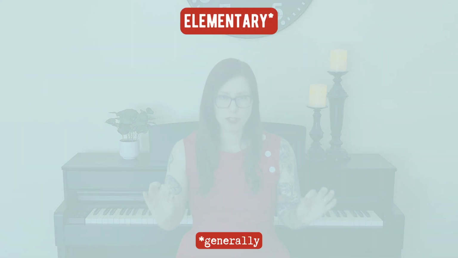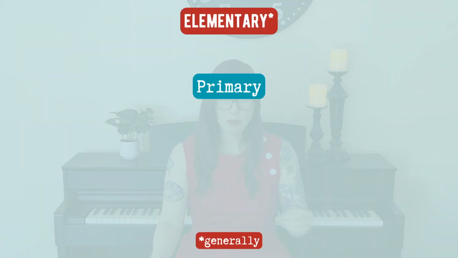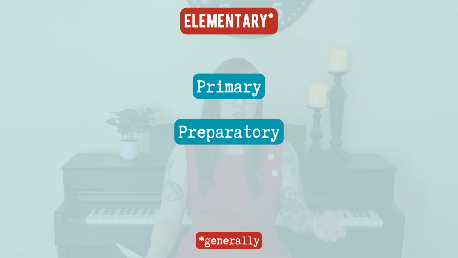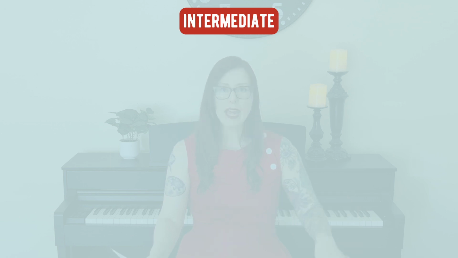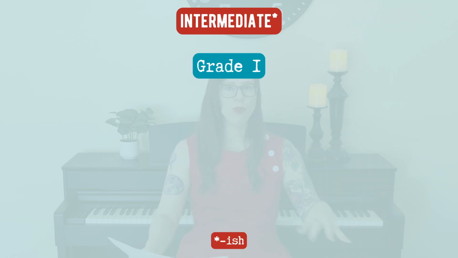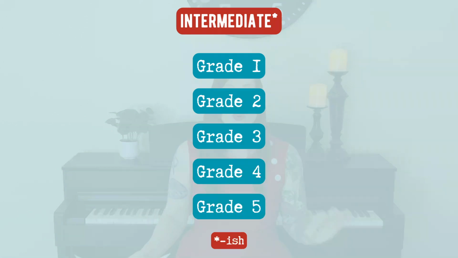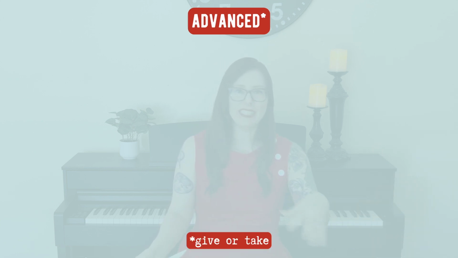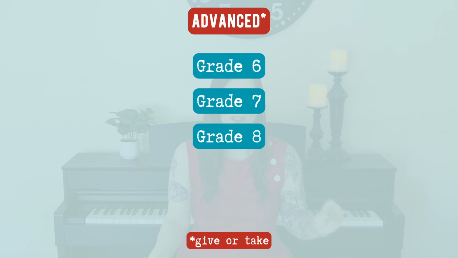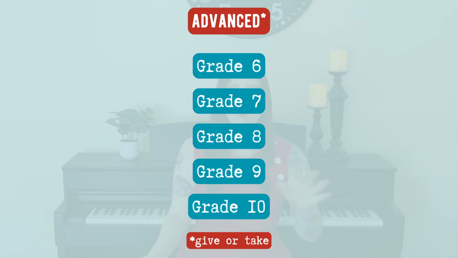Generally speaking, anything labeled primary or prep would fall under the 3 elementary categories: early elementary, elementary, late elementary. Anything that's grade 1 through, let's say, 5-ish, again, each festival list has its own grading system, so take these suggestions with a grain of salt. And then grades 6 through 10, or however the particular exam levels go, would be more into the early advanced to advanced. Again, this is just very general, would need to make a whole other video all about the different levels for each exam list.